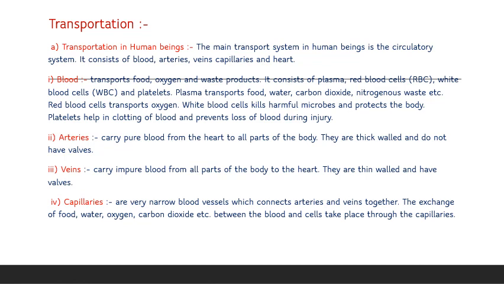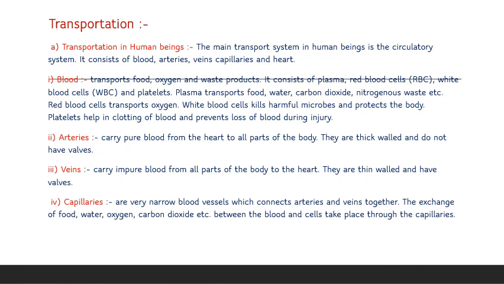Now first understand about transportation in human beings. You know that the main transport system in human beings is the circulatory system. It contains mainly blood, arteries, veins, capillaries and heart. Got it? These are the important transport systems in our body. Now let us understand about blood. It transports food, oxygen and waste products. It mainly consists of plasma, RBC, white blood cells and platelets. These are the major components of blood.